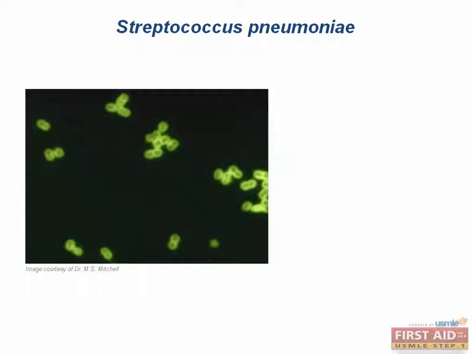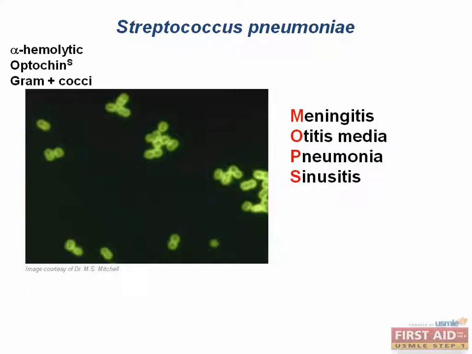Strep pneumoniae is our alpha hemolytic, gram-positive diplococci that is optochin sensitive. Its capsule is one of its virulence factors. In fact, if it loses it, it won't be as virulent. Here you can see a fluorescent antibody stain of the diplococci. MOPS is a useful mnemonic for remembering the types of infections that strep pneumoniae causes: meningitis, otitis media, pneumonia, and sinusitis.